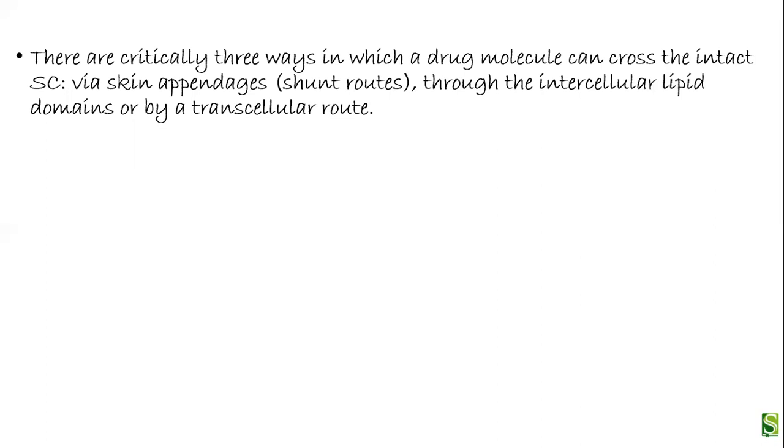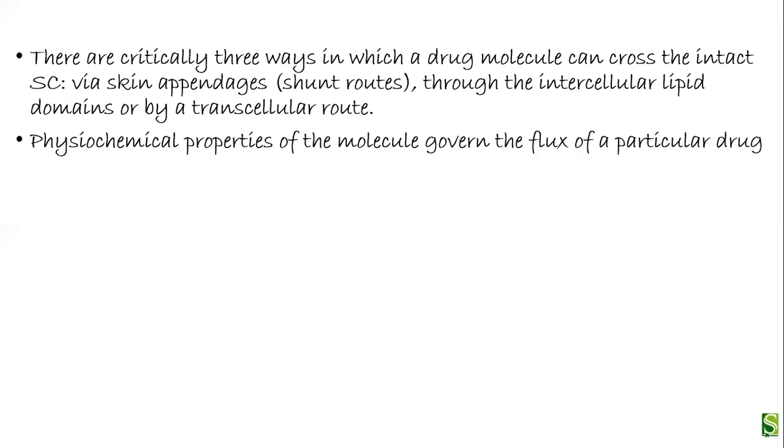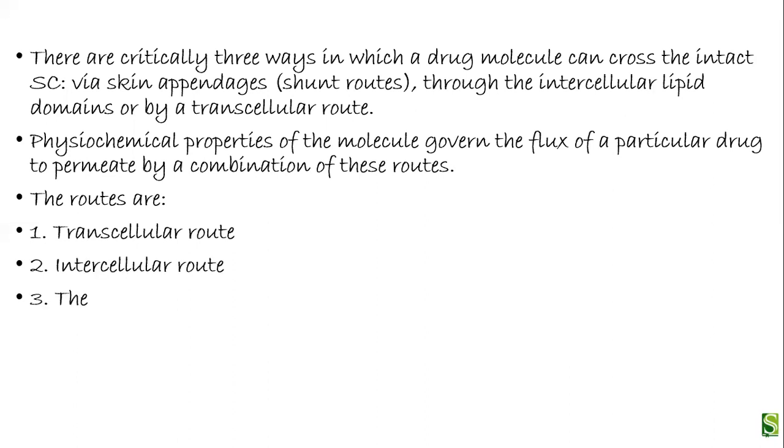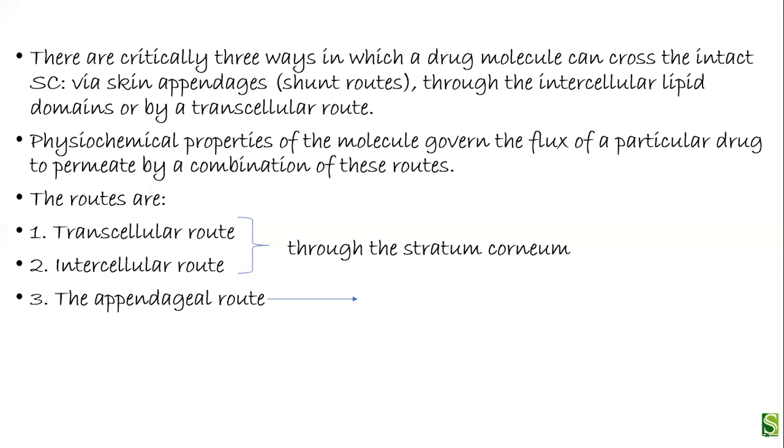Now, the intercellular lipid domain and transcellular route are directly through the skin cells. The physicochemical properties of the molecule govern the flux of a particular drug, which permeates by a combination of these routes. So the routes are: first, the transcellular route; second, the intercellular route; third, the appendageal route. The transcellular and intercellular routes are directly through the stratum corneum, whereas the appendageal route is via the appendages of the skin, that is hair follicle, sebaceous gland and sweat gland.